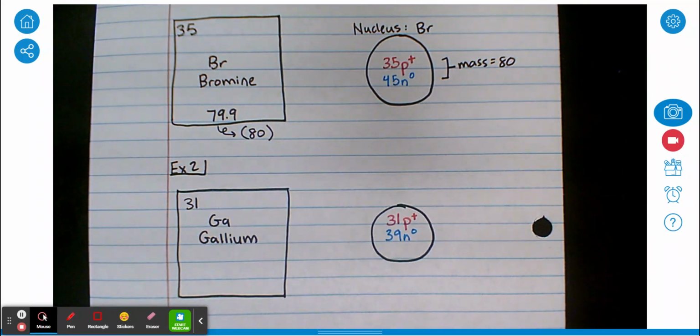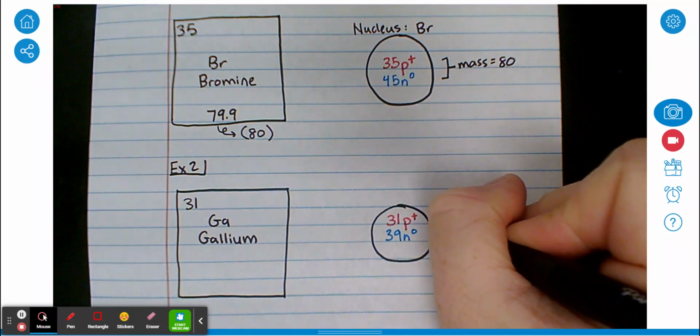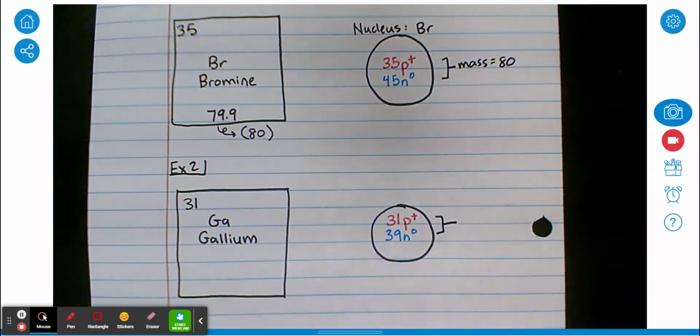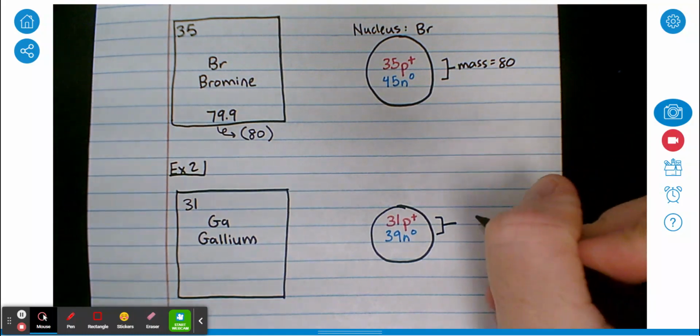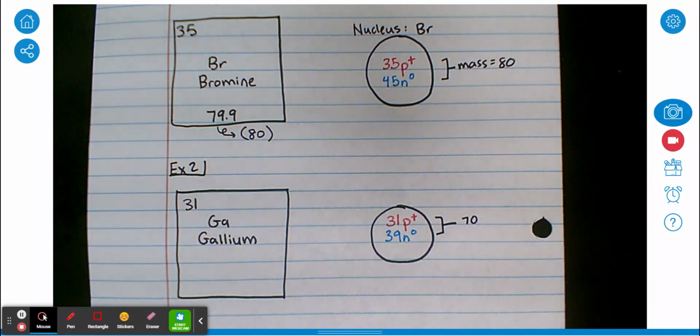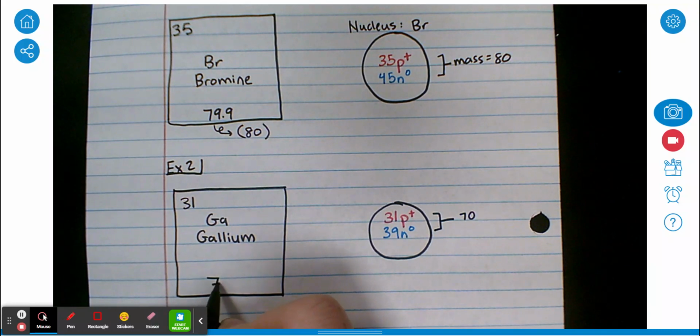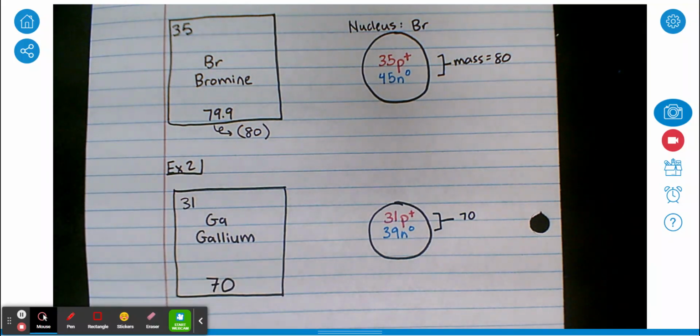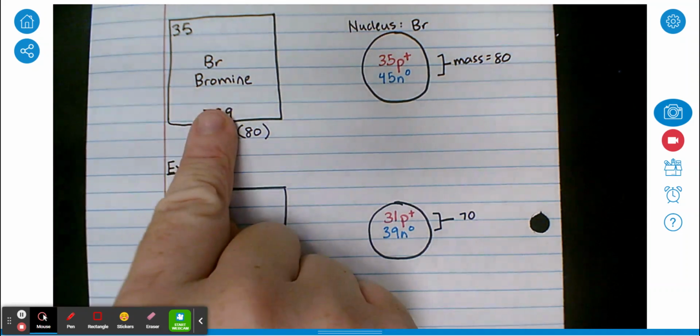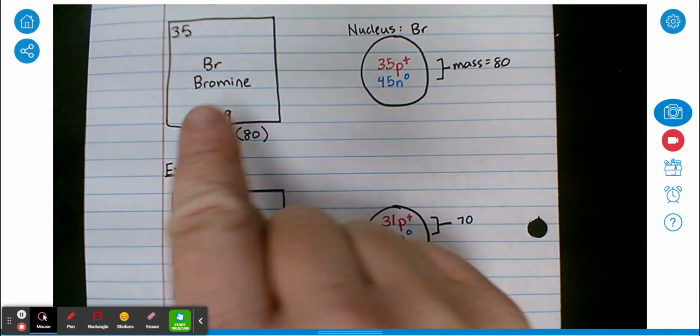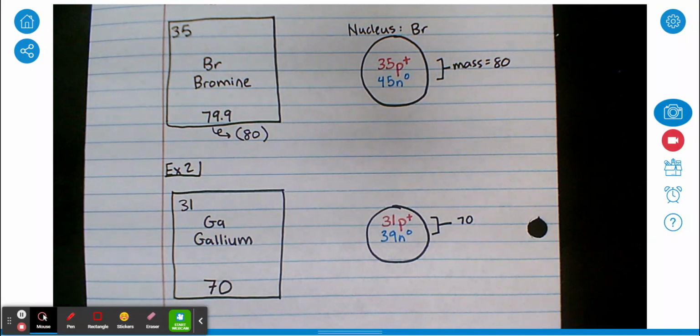And then to get my mass, I'm going to continue to work backwards. So my total mass before was my given. Now I've got to figure out my total. So 39 plus 31 is going to give me a total mass of 70. So my mass for gallium is 70. So here's a couple of practice problems, working forwards, working backwards, and really getting into our heads that these protons and these neutrons are related to our element cards. If you know the protons, you know the element.